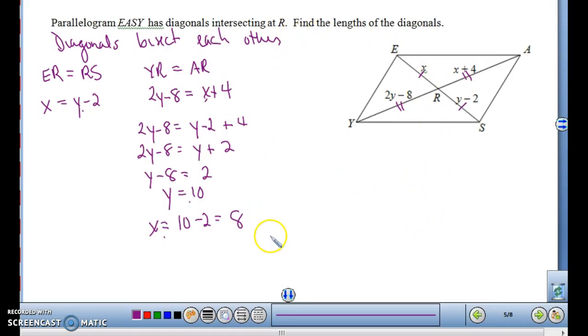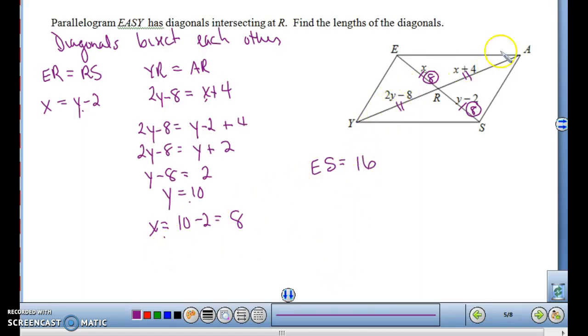All right, let's fill in the values that we have. We know ER is X, so that makes that 8. And if we did this correctly, this piece should also be 8. Let's see. Y is 10, 10 minus 2 is 8. Yep, that works. So that means that ES, the whole diagonal ES, will be 16.